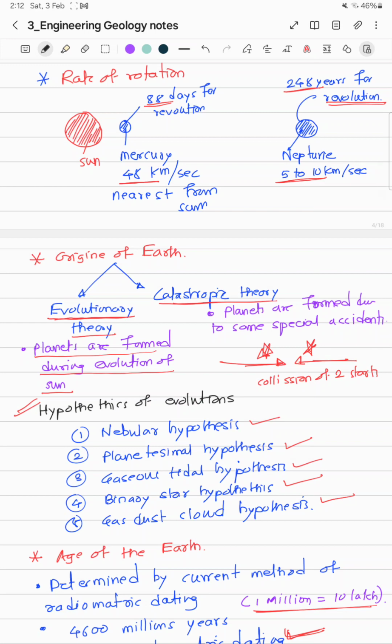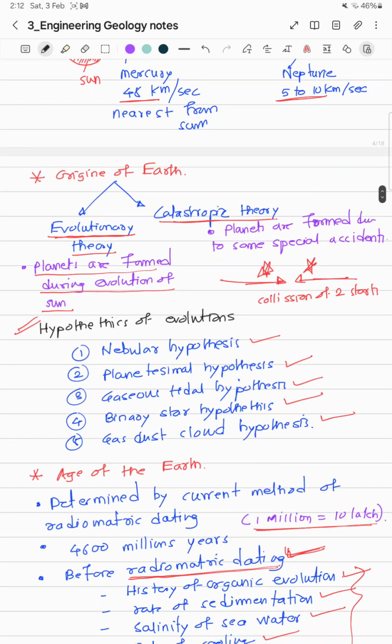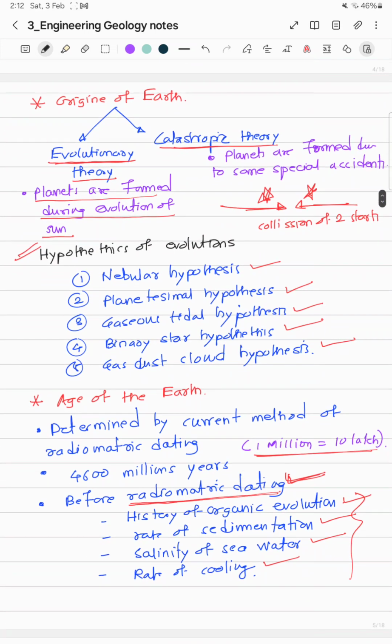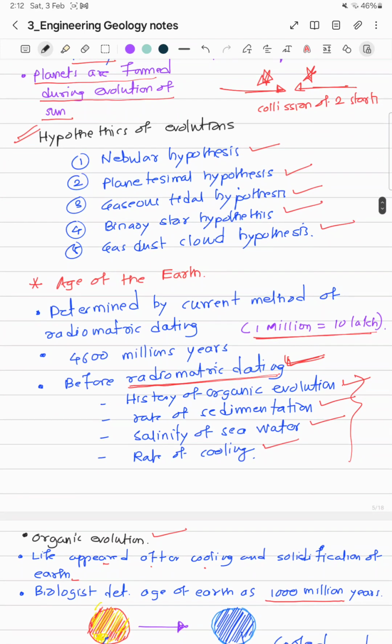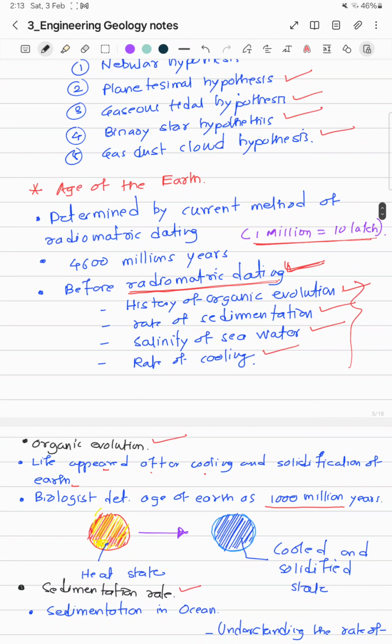earth. Basically these are two theories, evolutionary theory and catastrophic theory, and to support these theories there are different hypotheses. We have seen these different hypotheses, and then we have also seen the age of the earth. There are different methods used to calculate the age of the earth, and currently we are using the radiometric dating method. Before that there were different methods used to calculate the age of earth.